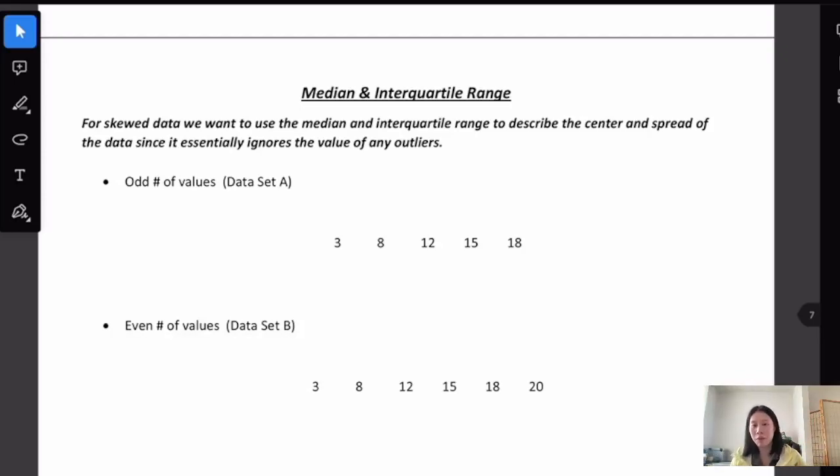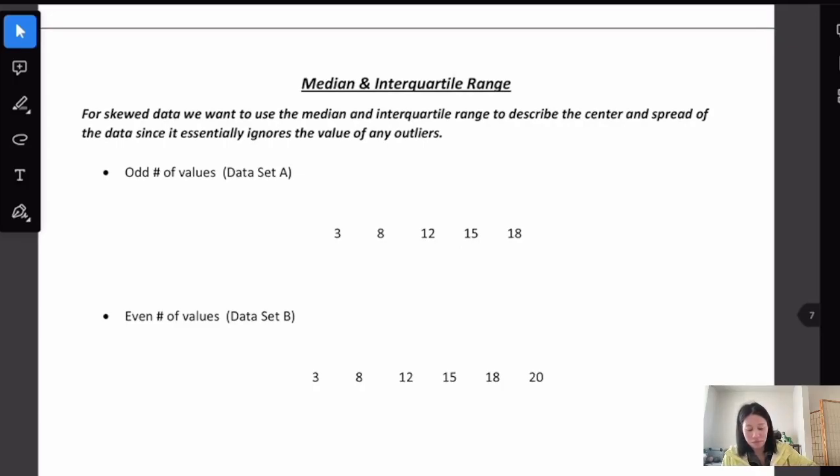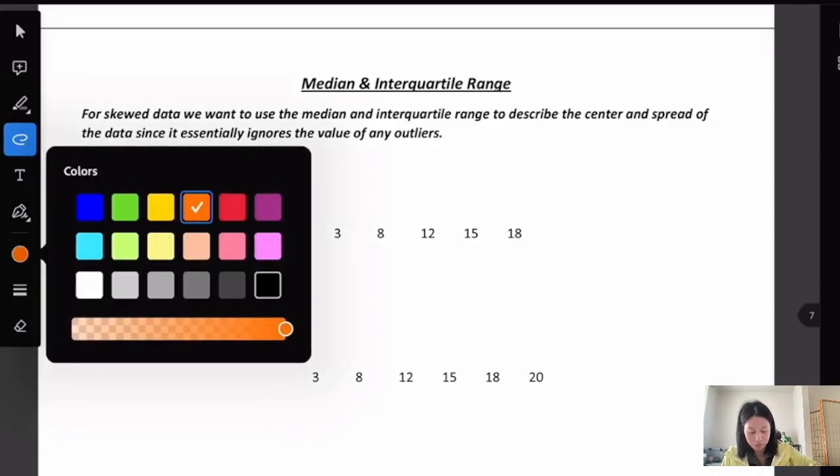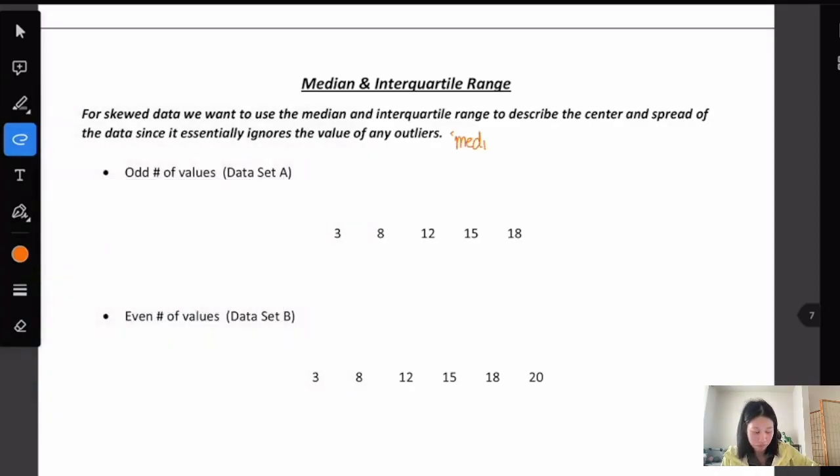So in this video, I'm going to talk about median, interquartile range, and range. For skewed data, we want to use median and interquartile range, because our median is resistant to outliers. It is not going to be dragged by the outliers like the mean, the average of the data.